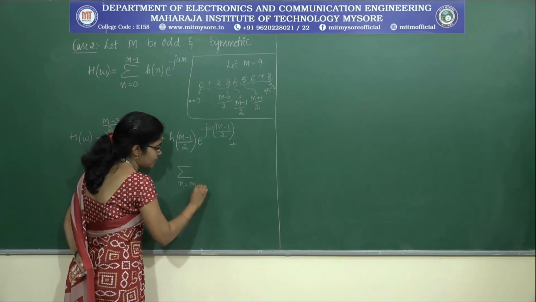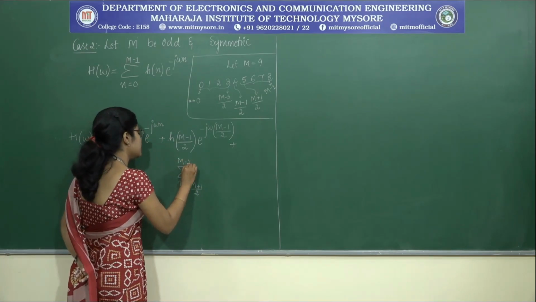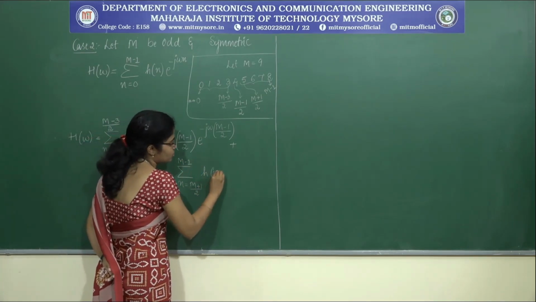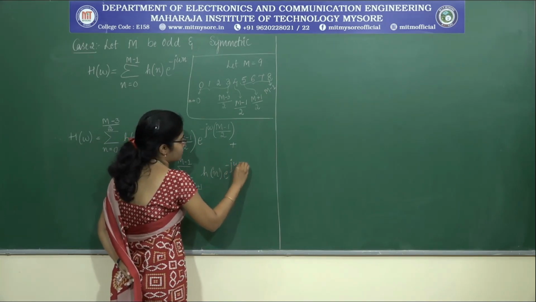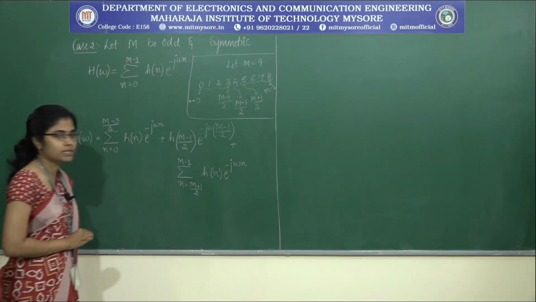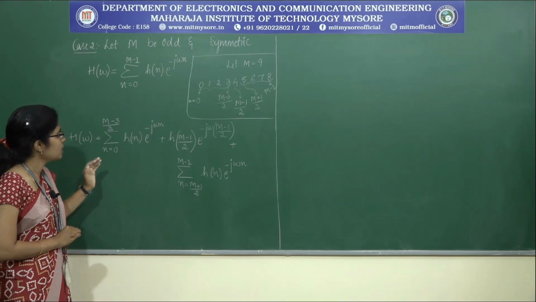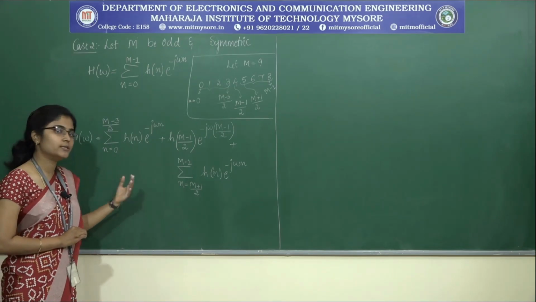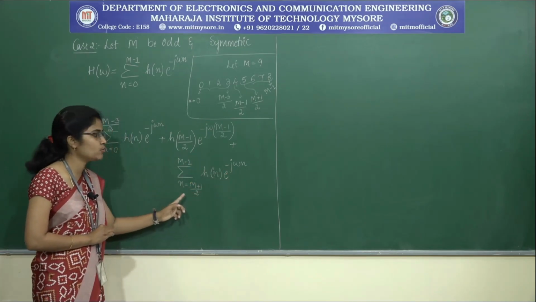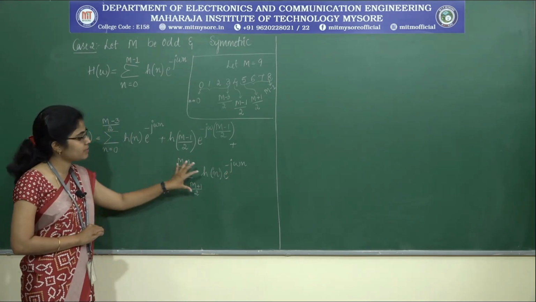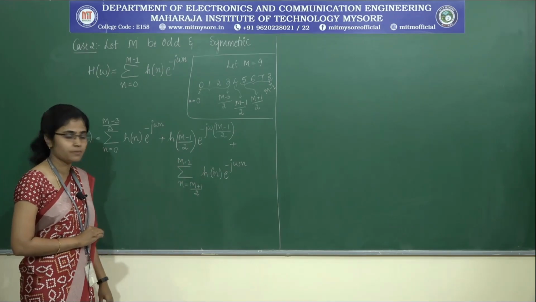The lower limit is m plus 1 by 2 and the upper limit is m minus 1, of h of n into e power minus j omega n. Hope it is clear how I divided the summation into this equation. Now, as we did in the previous case, let us take a substitution for the second summation. Let us take a new value for n and simplify the summation part so that it will be easy for the purpose of simplification.